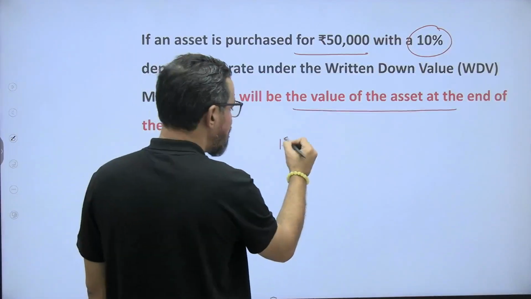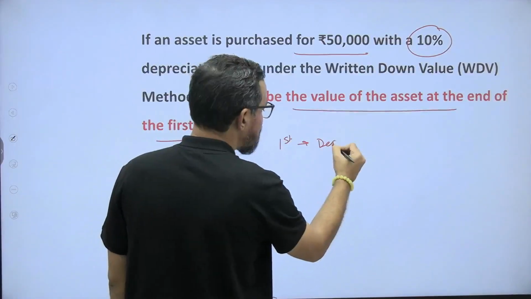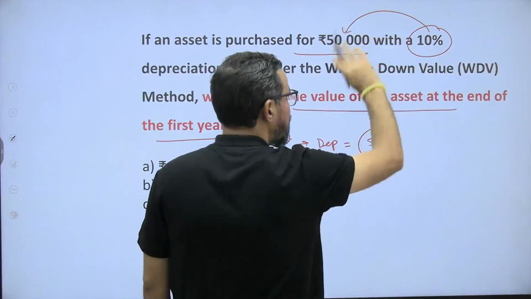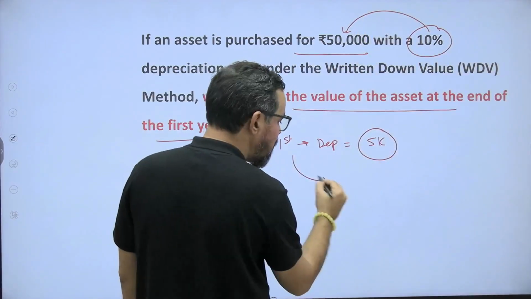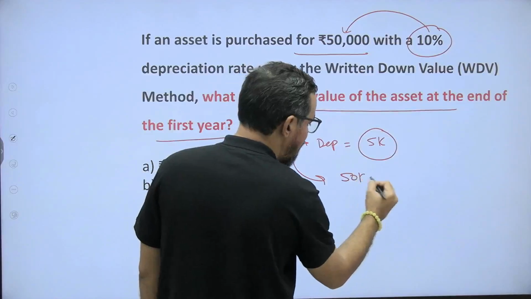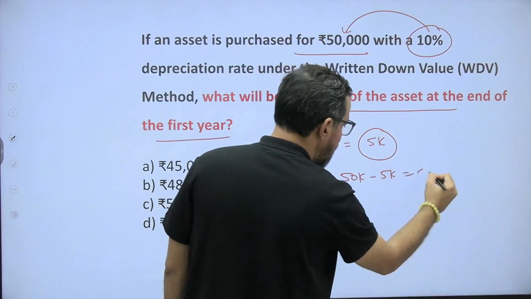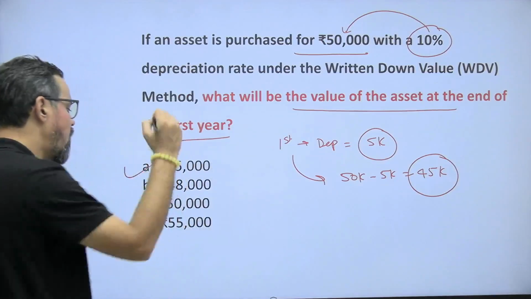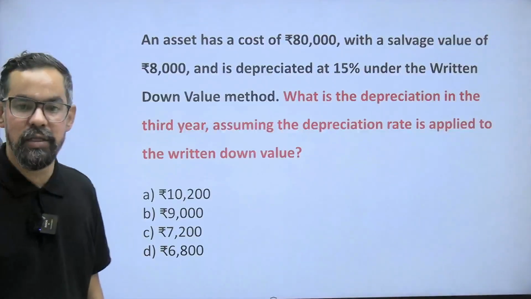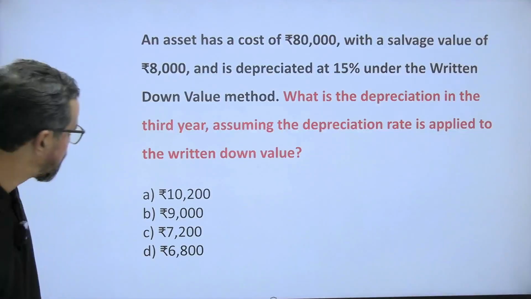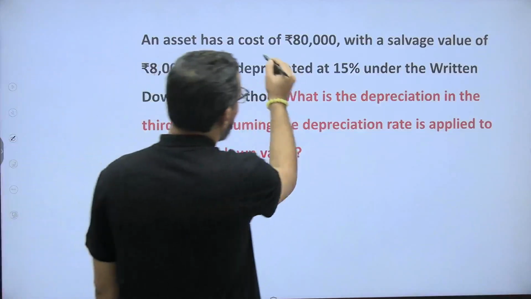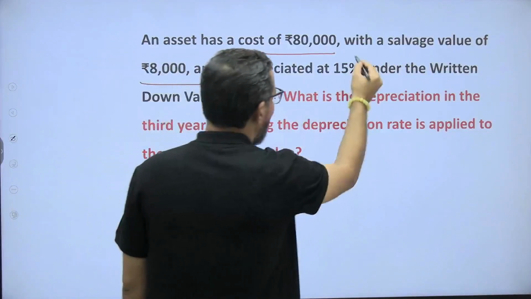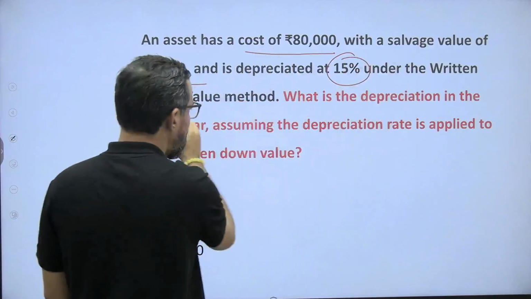Depreciation for first year will be how much? It is 5,000. How did we reach 5,000? 10% of 50,000. And the asset value is 50,000 minus 5,000, which is equal to 45,000. So 45,000, that means option A will be your right answer for this one. Getting my point? Next one. An asset costs 80,000, salvage value 8,000, depreciated at 15%, written down value method.